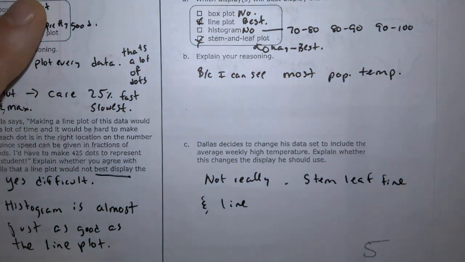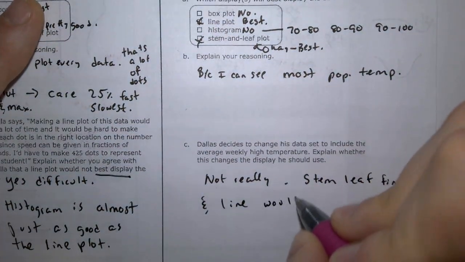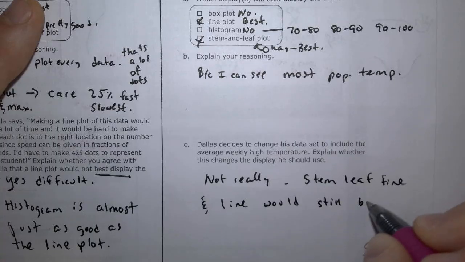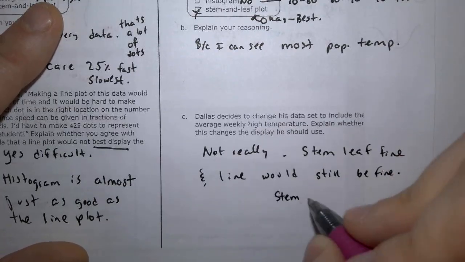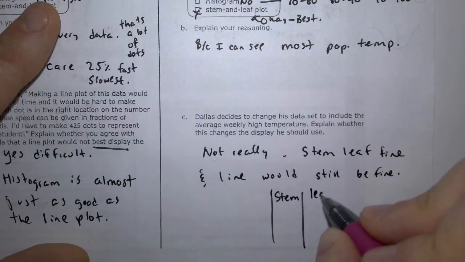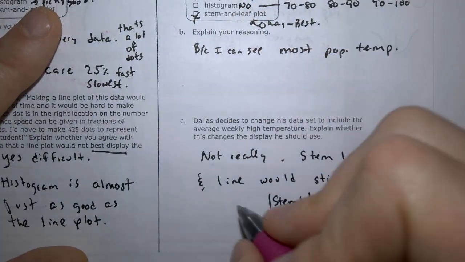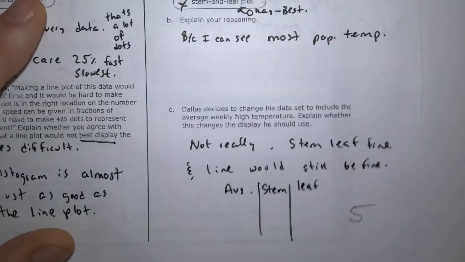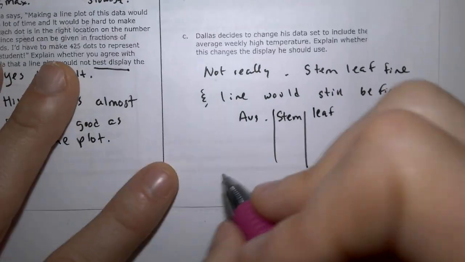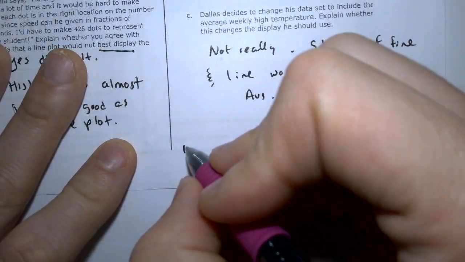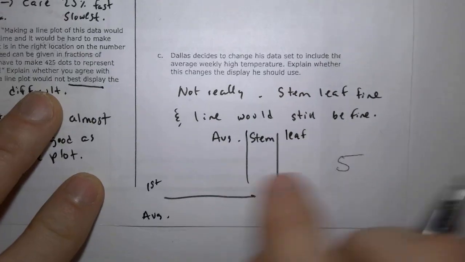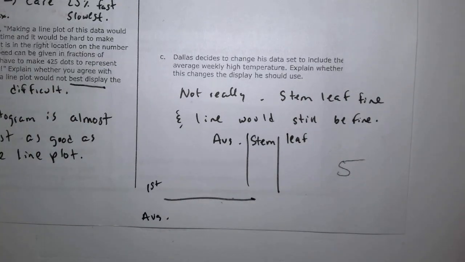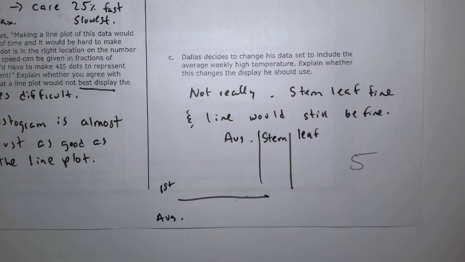I need to put a box on the stem and leaf. You could do a stem, and you could have a leaf for the first data, and then you could put the average right next to it. Or you could do the same thing with the line plot. You could do the first one here, and then you could put the average underneath it. But I think the stem and leaf would look a little bit visually prettier. So that would be maybe what I would go with. But I already said stem and leaf would be fine to begin with.